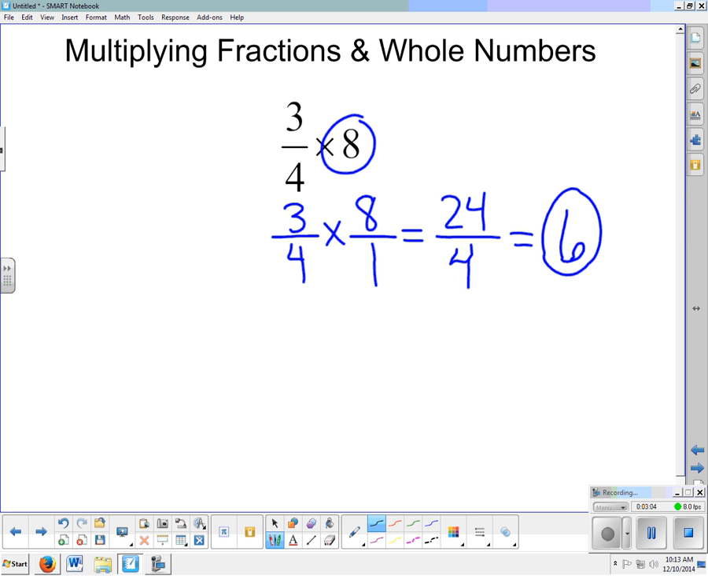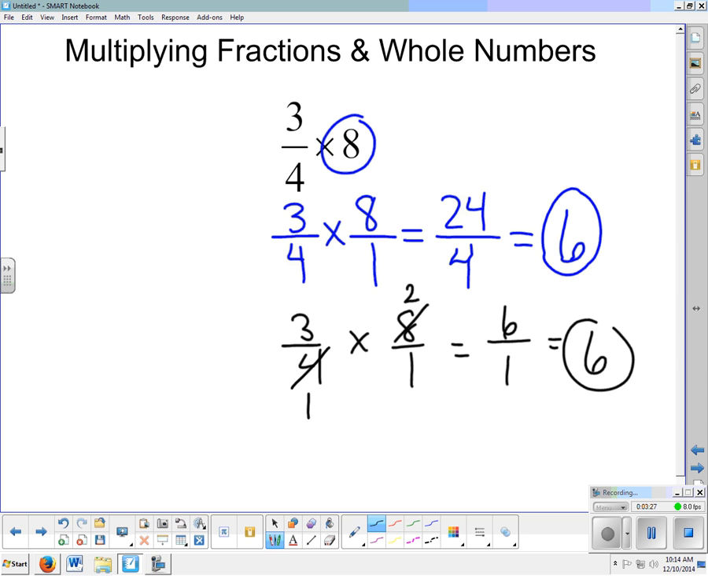So 3/4, we're still going to write 8/1 equals 3 and 1. There's no shortcut. What about 4 and 8? 8 becomes a 2, and 4 becomes a 1. And 3 times 2 is 6. 1 times 1 is 1, which is 6 anyway. And just a little bit of a shortcut.